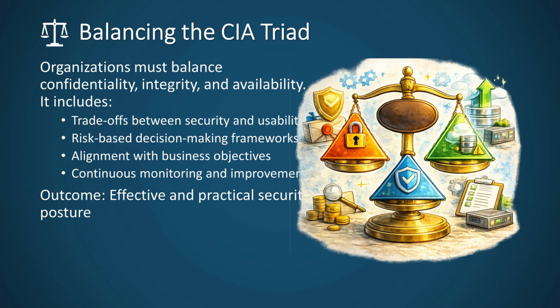From a business perspective, balance protects both security and usability. A good example is hospitals. Patient records must remain confidential, but during emergencies, doctors need quick access. Striking that balance ensures both privacy and patient safety. So, balancing the CIA Triad isn't just about putting controls in place. It's about making practical, risk-aware decisions that keep systems secure, usable, and aligned with business goals. When confidentiality, integrity, and availability are balanced, organizations achieve a strong and effective security posture.